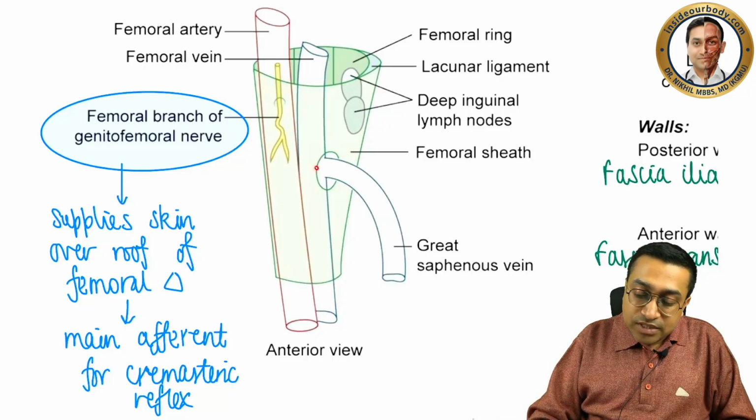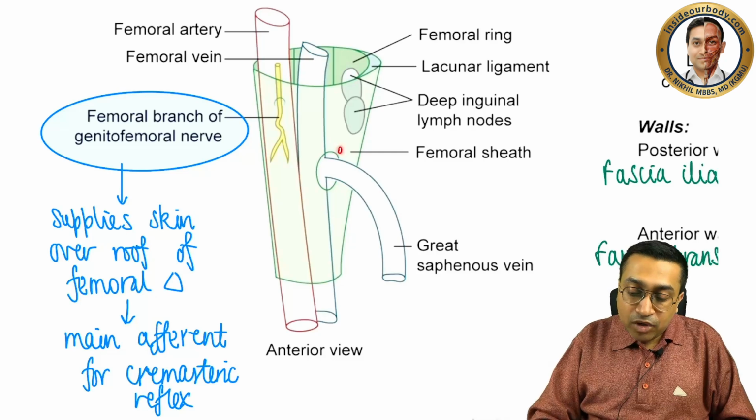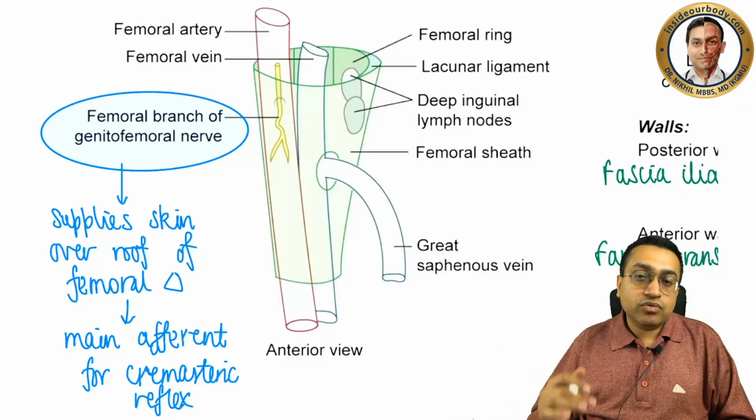And also you can see this structure, that is the great saphenous vein, which is running very superficially, but it is coming out of this saphenous opening. Okay, so the great saphenous vein we will talk about eventually in the venous drainage of the lower limb.